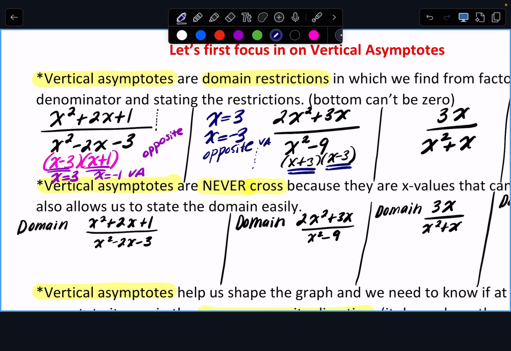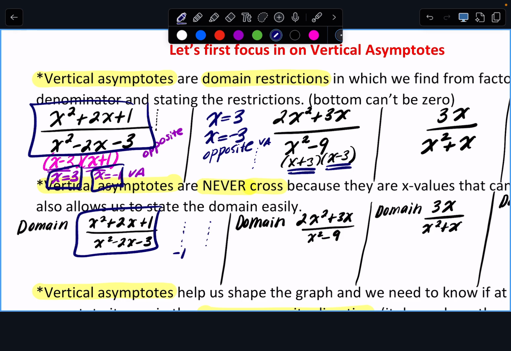Now think about it. If we know our domain restrictions are vertical asymptotes, see, notice this is the same problem. They're going to ask you then to just state the domain. They won't even make you graph it sometimes. They'll say, what's the domain? Well, the domain is everything but 3 and negative 1. So look, if you use this visual once, usually you don't have to draw it again because you get the picture. We know domain will be everything except negative 1 and 3.